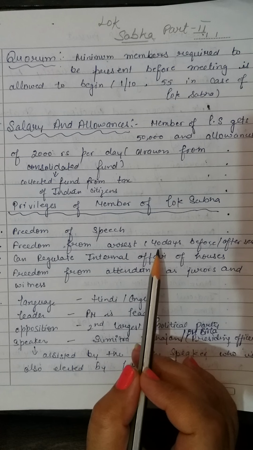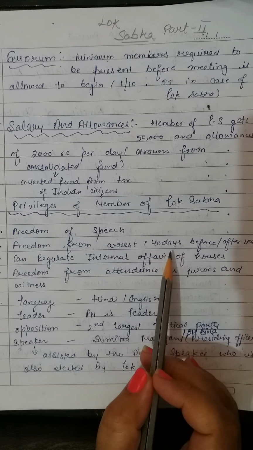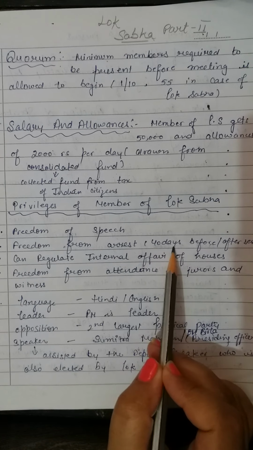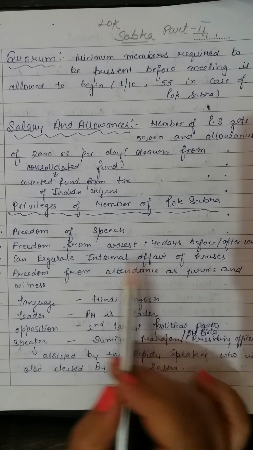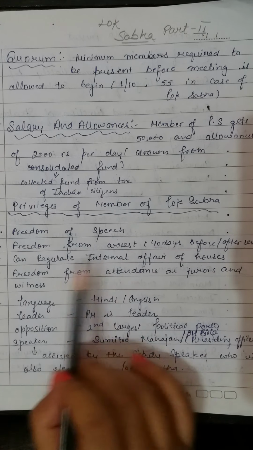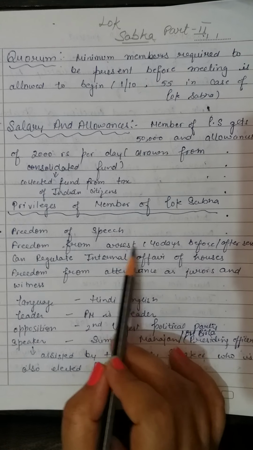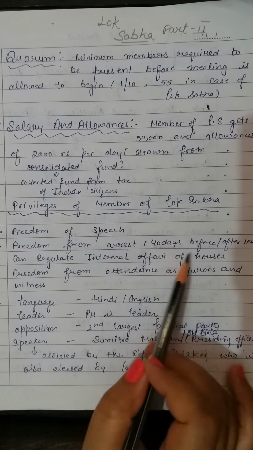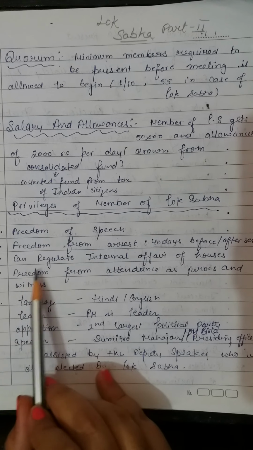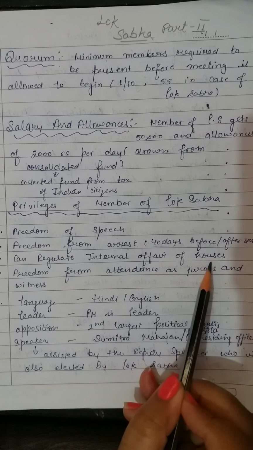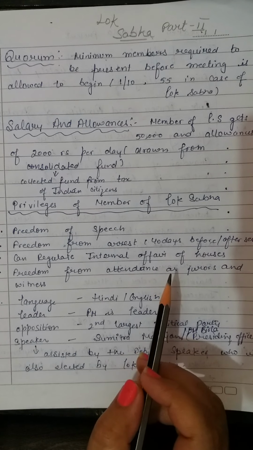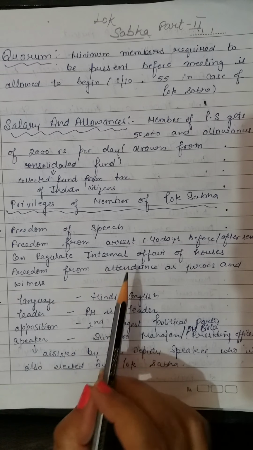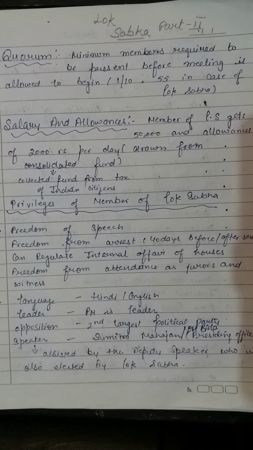For example, if they are going to have a session, then 40 days before and after the session they cannot be arrested, but only in civil cases, not in criminal cases. If he has done any crime, then he will be arrested. Next is the power to regulate the internal affairs of the houses. A member of the Lok Sabha can regulate internal affairs of the houses. It means if there is any matter being discussed between the houses, they can regulate that also.